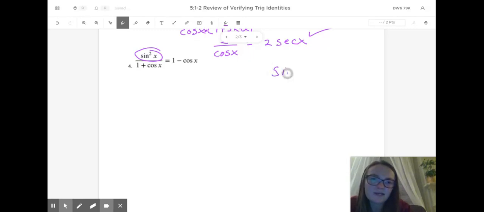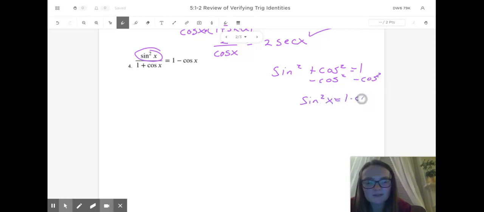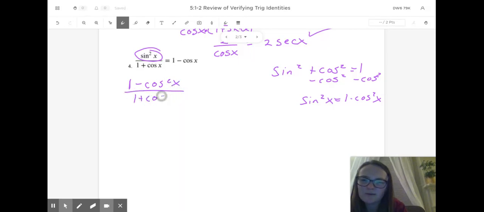All right, so I know that sine squared x plus cosine squared x is equal to 1, which means if I subtract cosine squared x on both sides, I get that sine squared x is equal to 1 minus cosine squared x. I'm going to replace it. So I have 1 minus cosine squared x all over 1 plus cosine x, which are really similar terms. Question is, does it equal 1 minus cosine x?